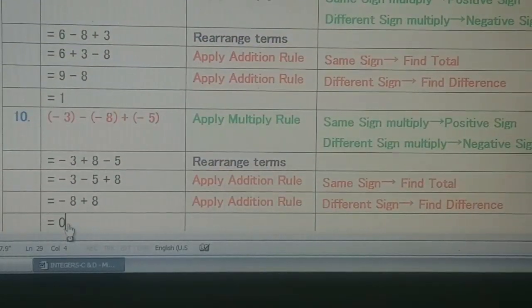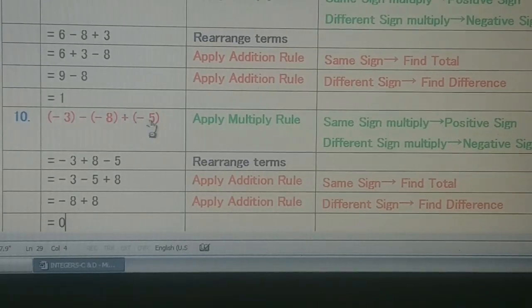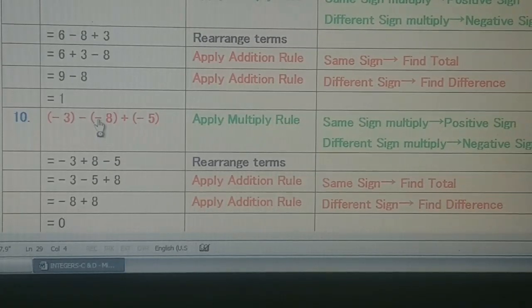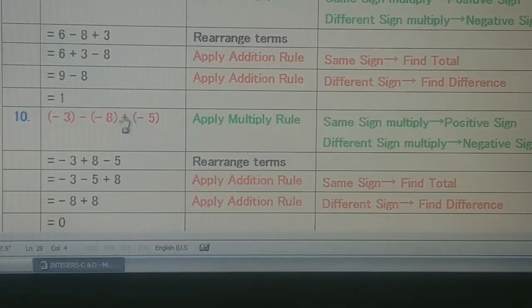Now we go to the 10th question. In the 10th question, minus 3, minus 8, plus minus 5. Between 3 and 8 there are two signs, that is minus and minus. Between 8 and 5 there are two signs, that is plus and minus. So between two numbers there should be only one sign. If there are two signs, one sign has to be removed.